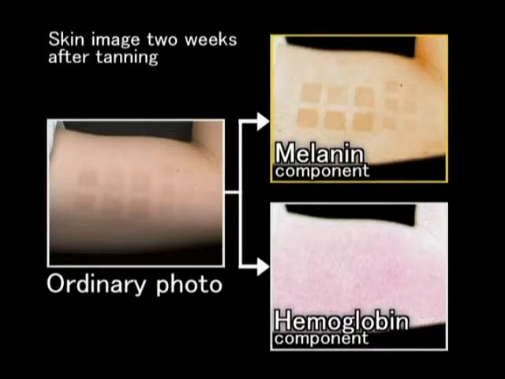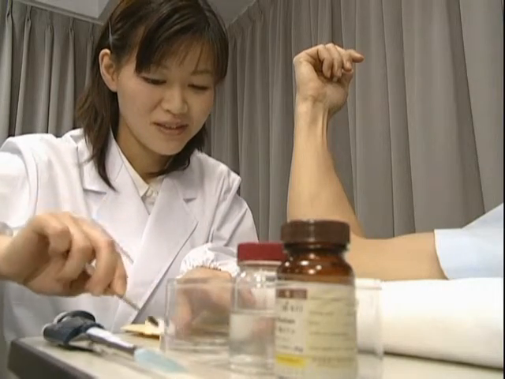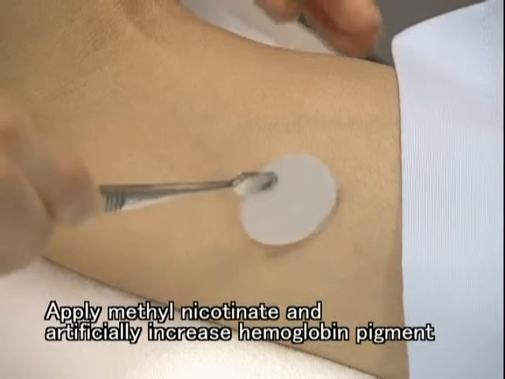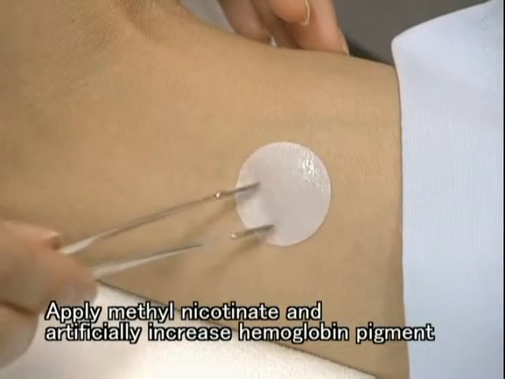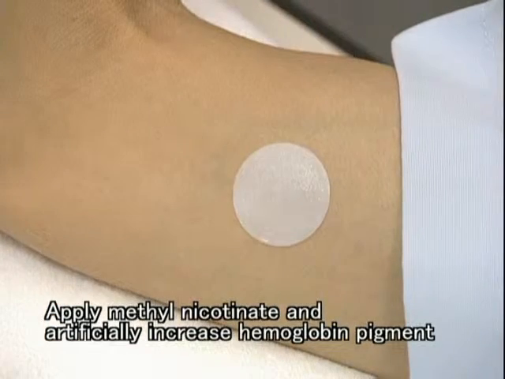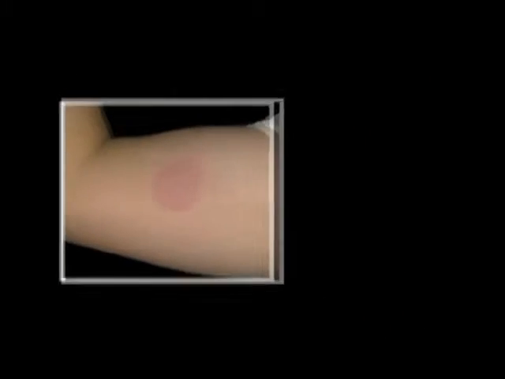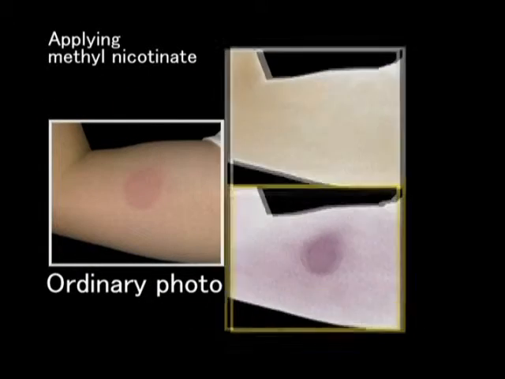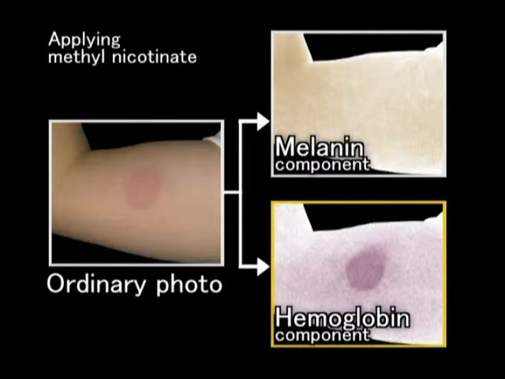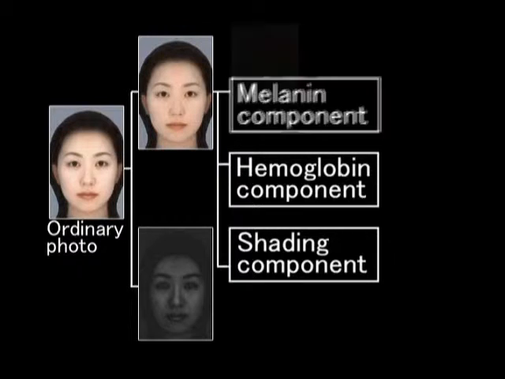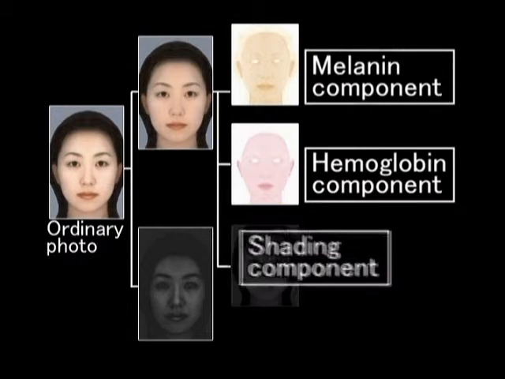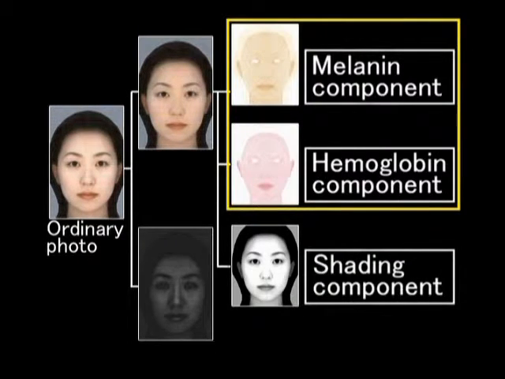We also stimulated blood flow in a certain portion of skin by applying methyl nicotinate to it and analyzed the result. Our results showed that the pattern in which we applied the methyl nicotinate appeared only on the hemoglobin pigment component image. Our technology thus makes it possible to remove shading data and extract only precise distribution data of skin pigment components.